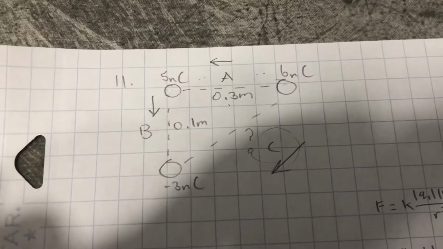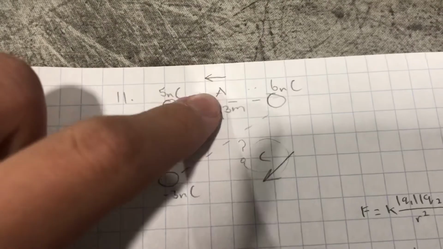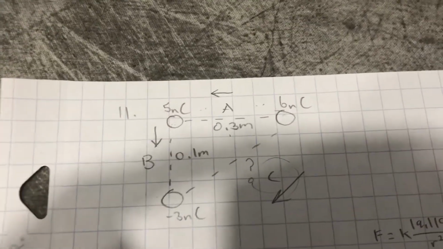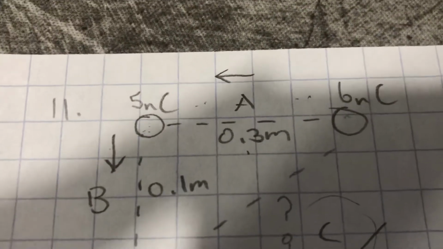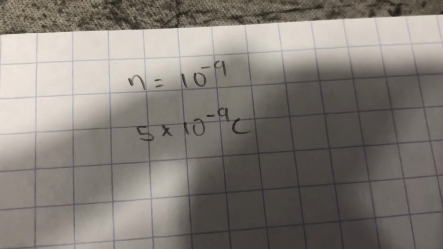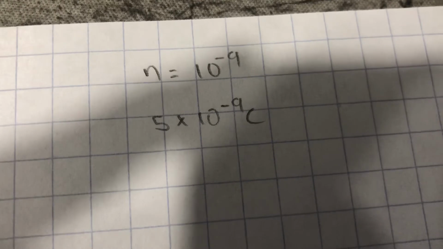So we know that to find force we need to find C, and I just named them A, B, and C. So force A, force B, force C. And so first, you're going to notice that there's an N next to the letters, and next to the coulombs, and we know that N is equal to 10 to the negative 9. And so if we, for example, do 5NC, it's 5 times 10 to the negative 9 coulombs.